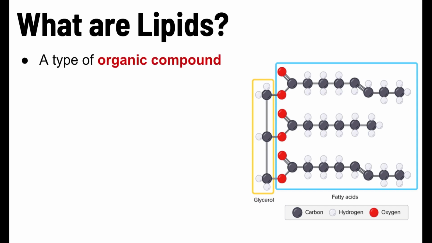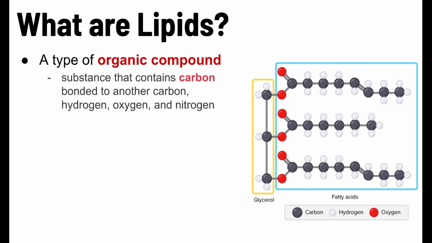So let me back up a step. What are lipids exactly? They're a type of organic compound, and an organic compound is just a substance that contains carbon bonded to another carbon or carbon bonded to one of these other elements like hydrogen, oxygen, and nitrogen. In the picture here, you can see carbon. Those are the black balls, and they're bonded to white balls, which are hydrogen, or red balls, which are oxygens.